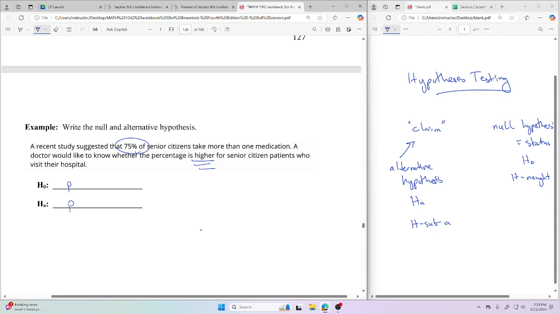Notice it says higher. That's his claim. Status quo. The doctor comes in and says it's higher. So what am I putting right here? Greater than what number? You got it. And that is the claim. That's him claiming something else. The doctor's saying, I think that there's more out there. The status quo said it was equal, so what should I actually be putting here? Less than or equal to, very good. But again, GeoGebra would say just straight equals.